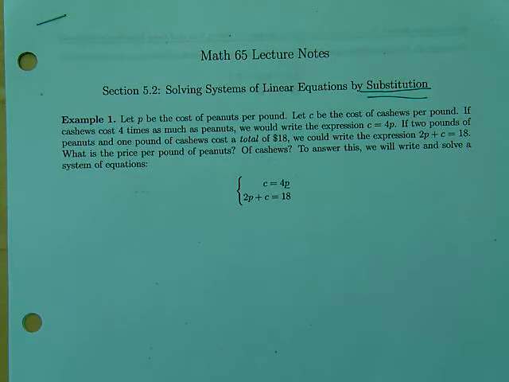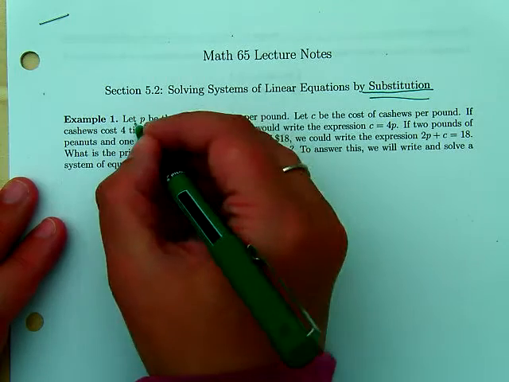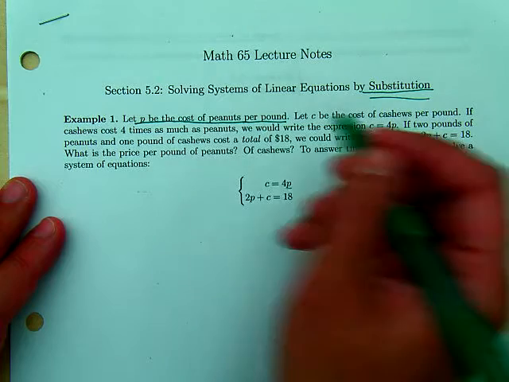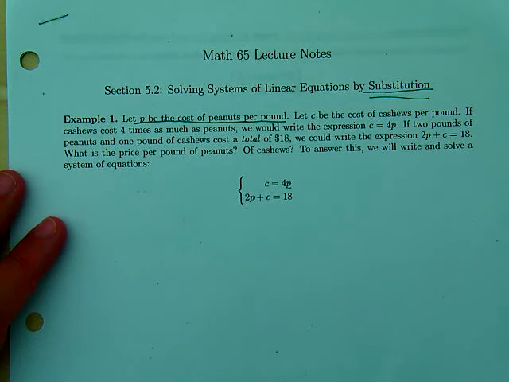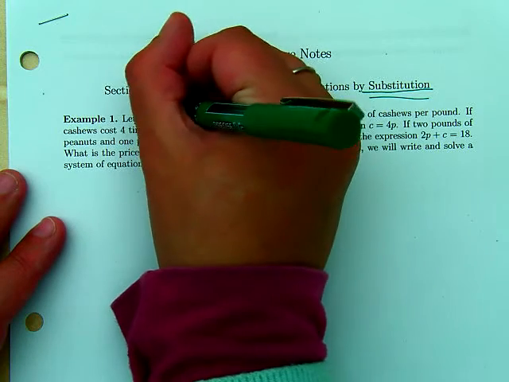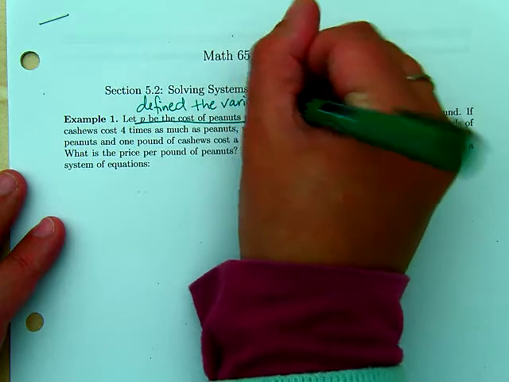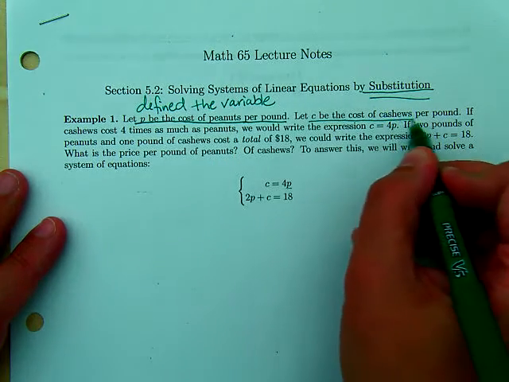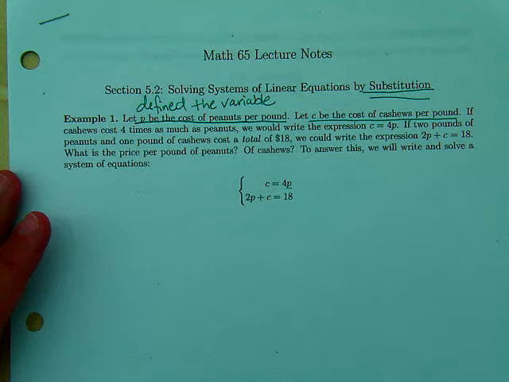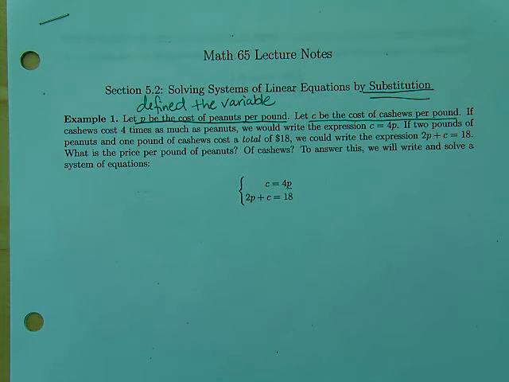So example 1, let P be the cost of peanuts per pound. Okay. So what did they do there? When they say let P be this, what do we call that? Yes, so we defined the variable. Let C be the cost of cashews per pound. I bring that up because if it didn't give you a variable and it just started out with a word problem, you would want to introduce a variable. So if that weren't there, that would be our first step towards solving, okay?